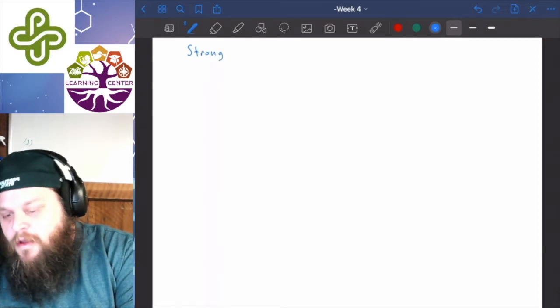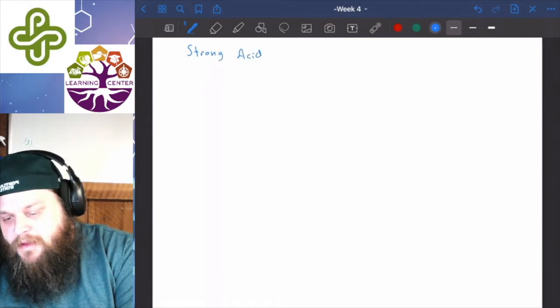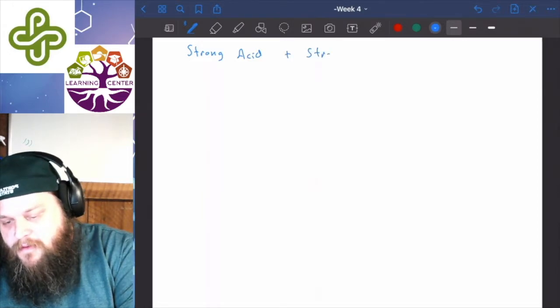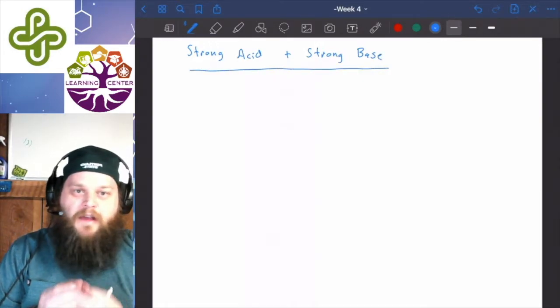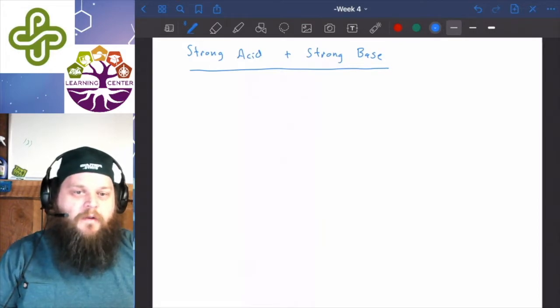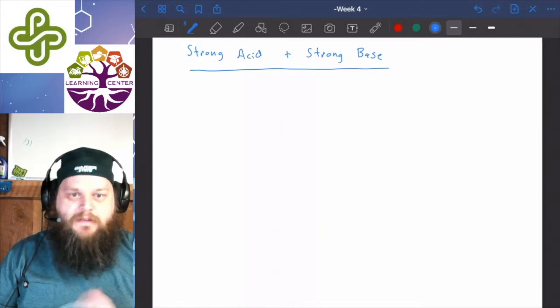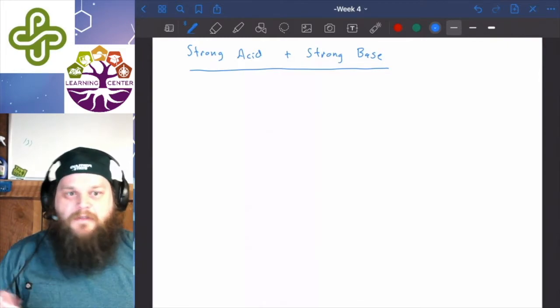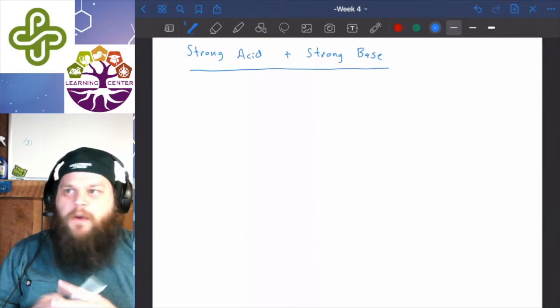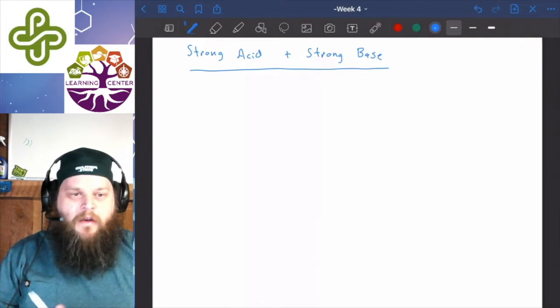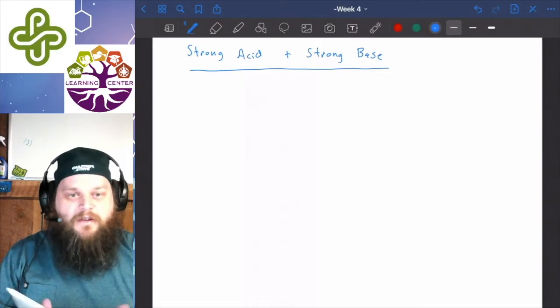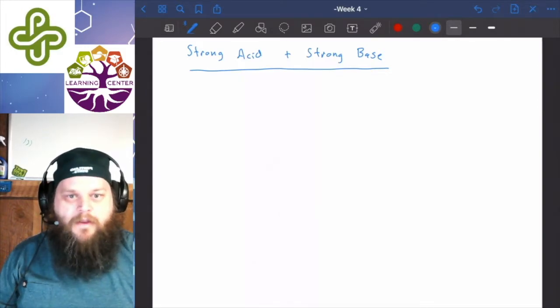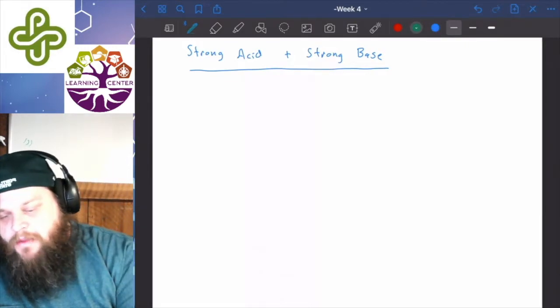So for a strong acid being titrated with a strong base, this means you have a beaker, and inside the beaker is a strong acid. It could be HCl, hydrochloric acid, or any of the other strong acids. There's 6 of them. And then all of these fully dissociate in water. And before you add any base in there, the pH of that solution is going to be equal to the concentration of the acid that you put in there. We can write out the basic formula here.